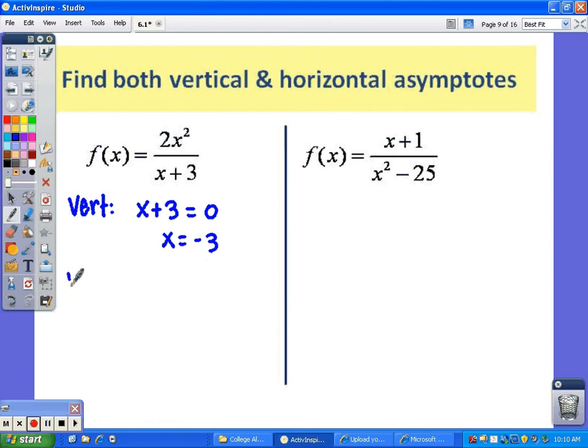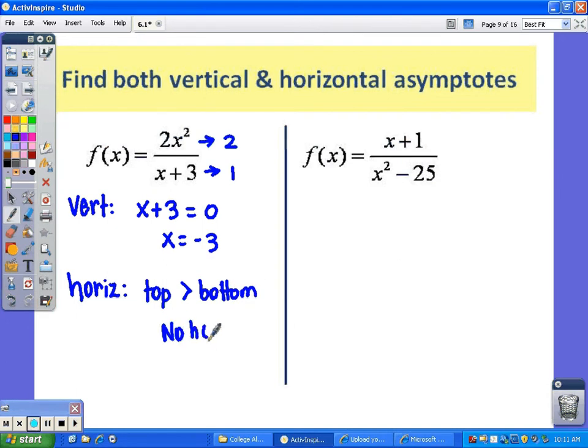To find the horizontal asymptote, we're going to look at the degrees. On top, the degree is a 2. On bottom, the degree is a 1. That tells me my top is bigger than the bottom, and when the top is bigger than the bottom, that tells us there's going to be no horizontal asymptote.